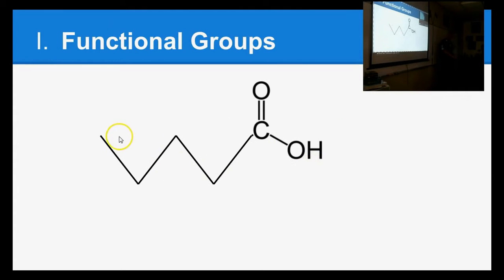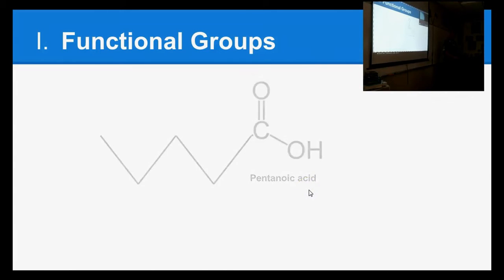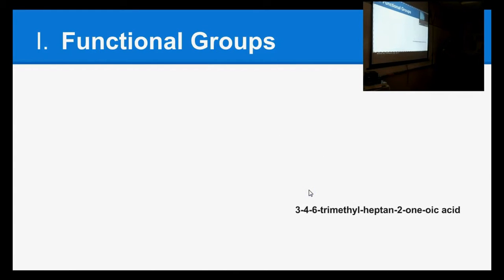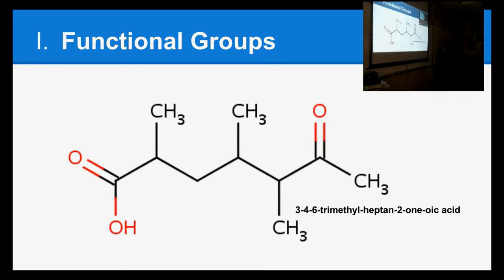Here's another one. So this is something with 1, 2, 3, 4, 5 carbons, and the 5th carbon has a carboxylic acid group. So this is pentanoic acid. Oops, backwards. Okay.